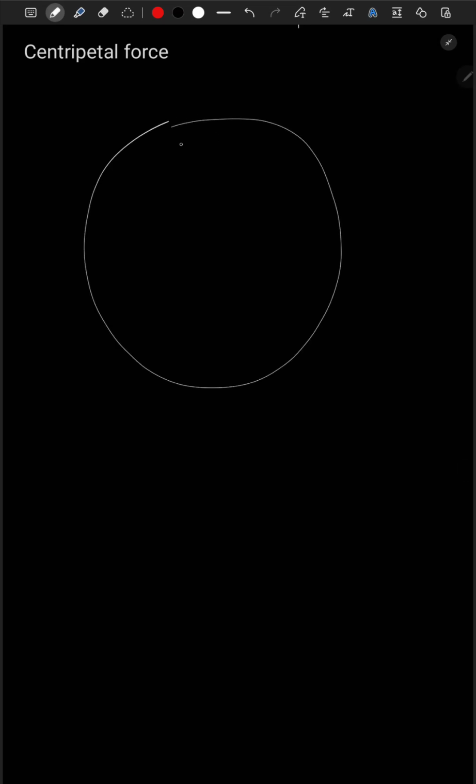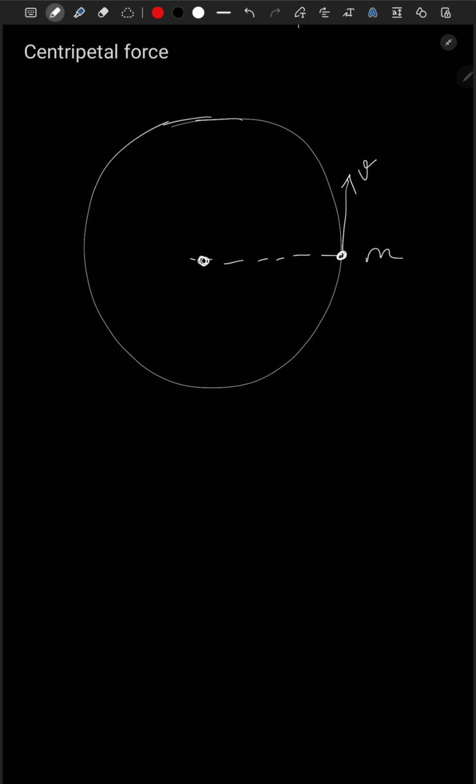Let's see what is centripetal acceleration. So again, let's consider a body traveling along a circle. It has a mass m. So this is the center, and it is moving at a velocity v, and the velocity direction is tangential to the circle.